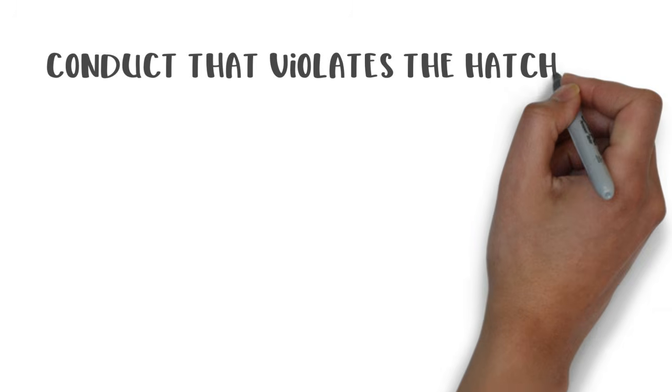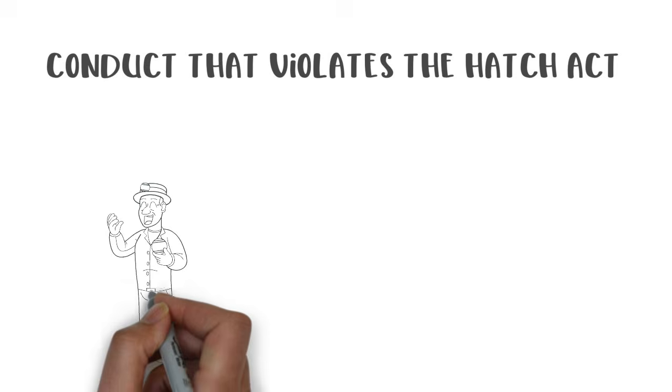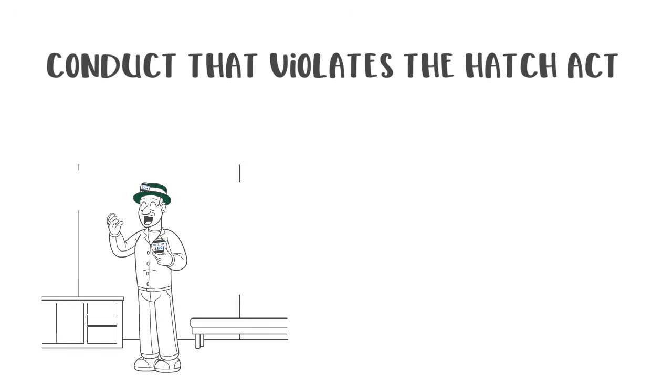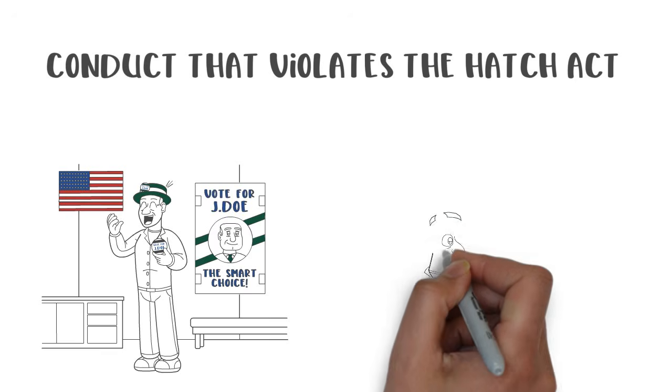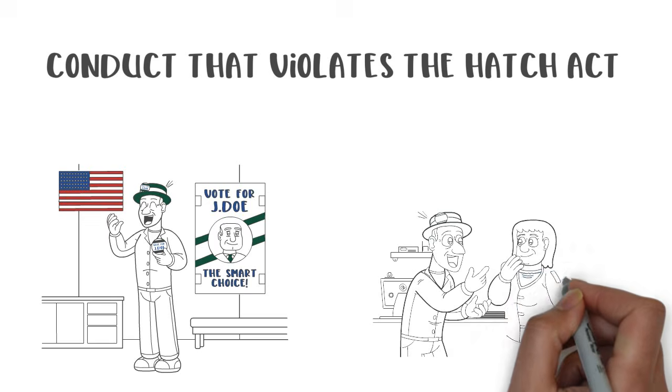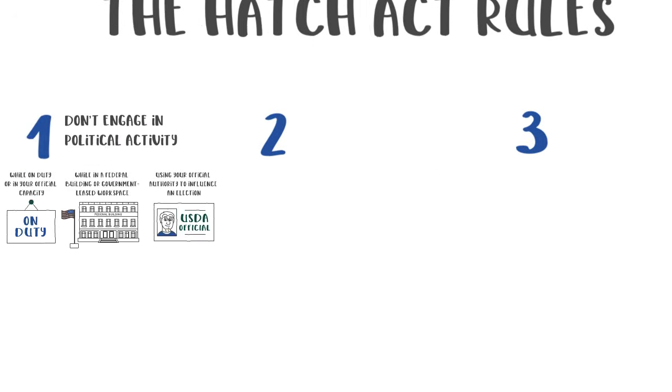Here are some examples of conduct that violates the Hatch Act. Wearing a candidate's campaign button or hat at work. Displaying campaign posters in your government office. Encouraging coworkers to vote for or against a particular candidate in the workplace.